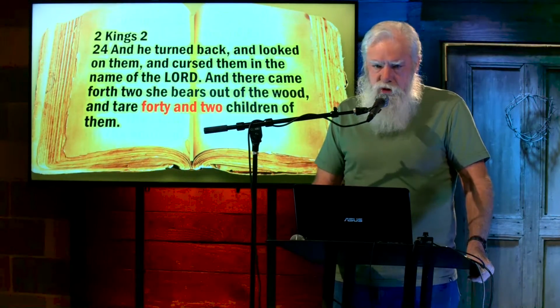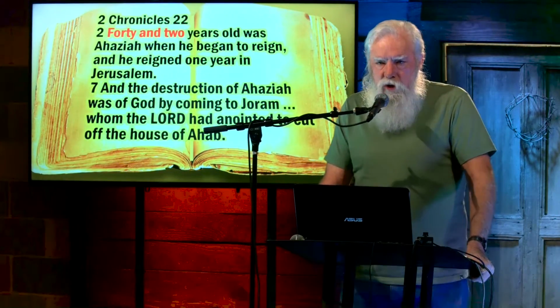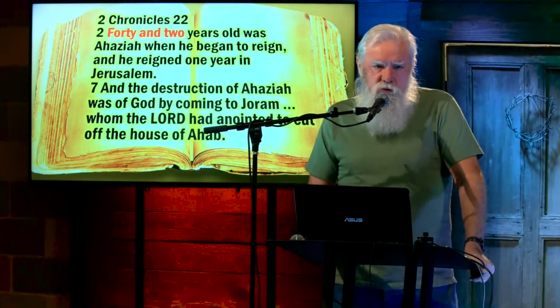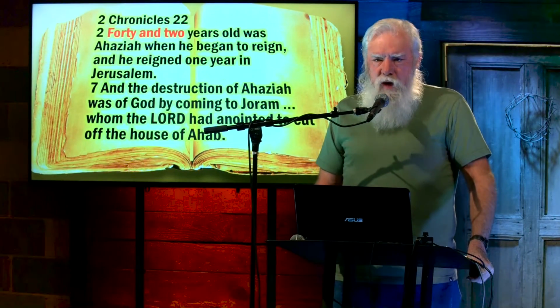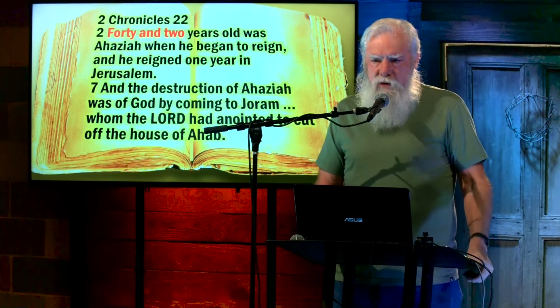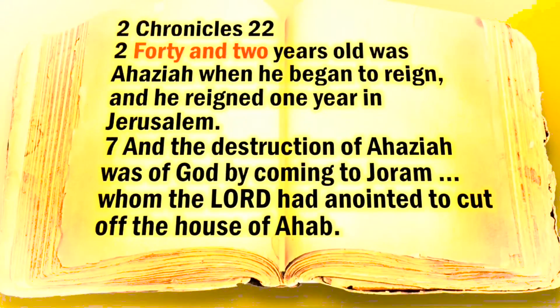Why? Terminal judgment. 42 years old was Azariah when he began to reign. Now, that's not what you think it is. Azariah, when he began to reign, and he reigned 1 year in Jerusalem, and the destruction of Azariah was of God by coming to Joram, whom the Lord had anointed to cut off the house of Ahab.